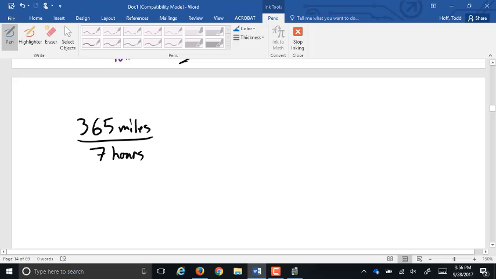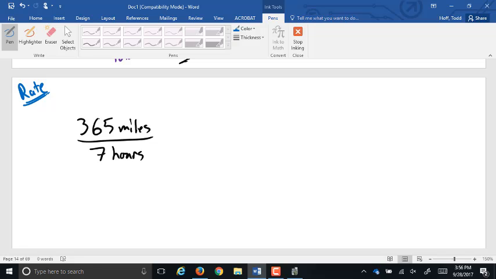There is no way we can convert miles into hours or hours into miles. It can't be done here. So this cannot be a rate or a ratio. This is what we refer to as a rate. So that is the first difference between a ratio and a rate. A ratio compares two things with the same label. A rate compares two things with different labels.